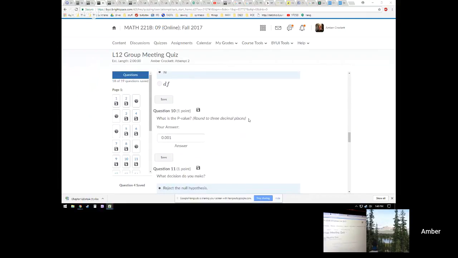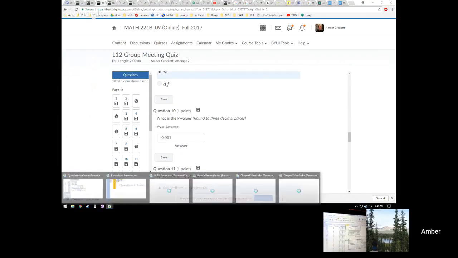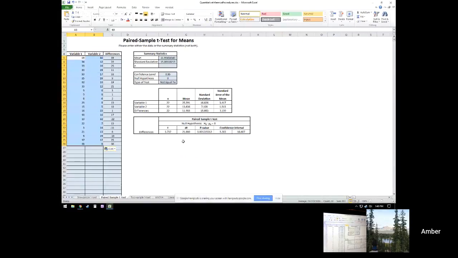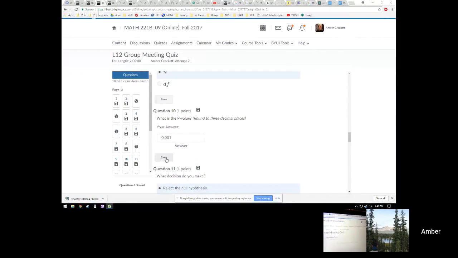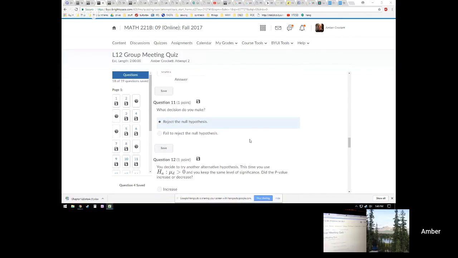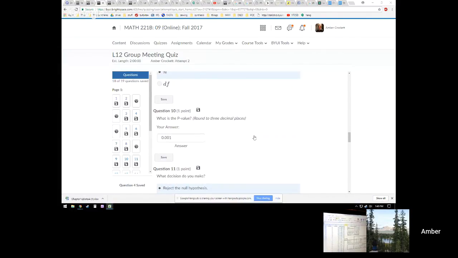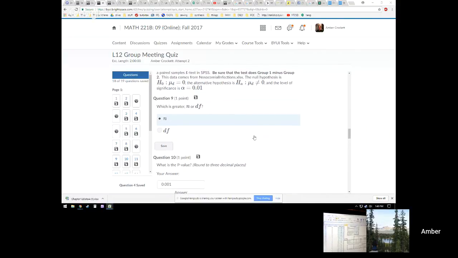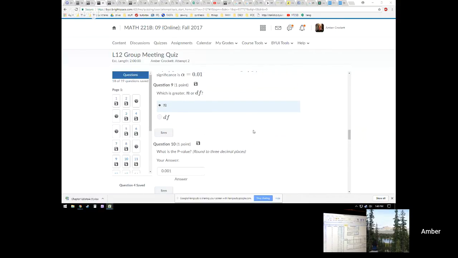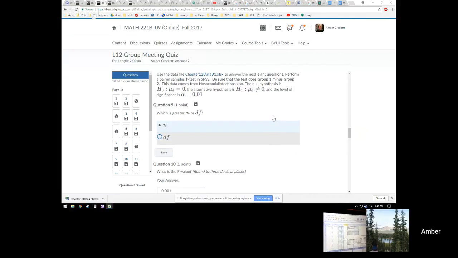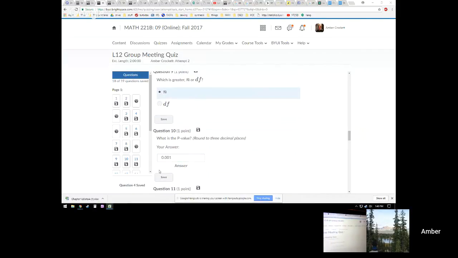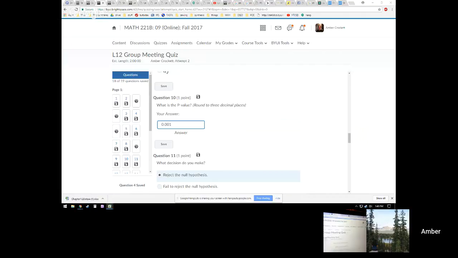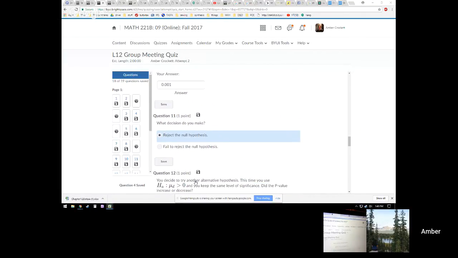What is the p-value? 0.001. What decision do you make? This one, the level of significance is 0.01, and the p-value is 0.001. So the p-value is smaller, so we reject the null hypothesis this time.